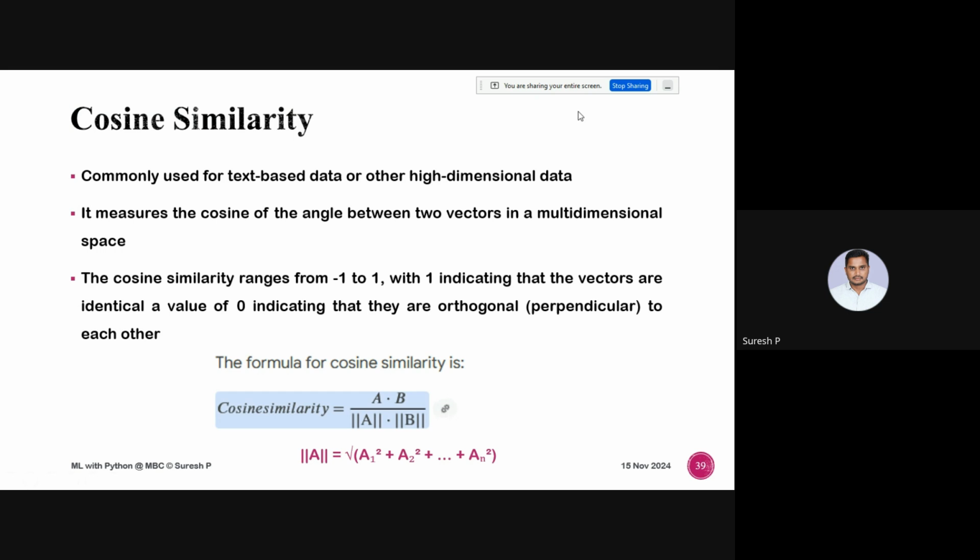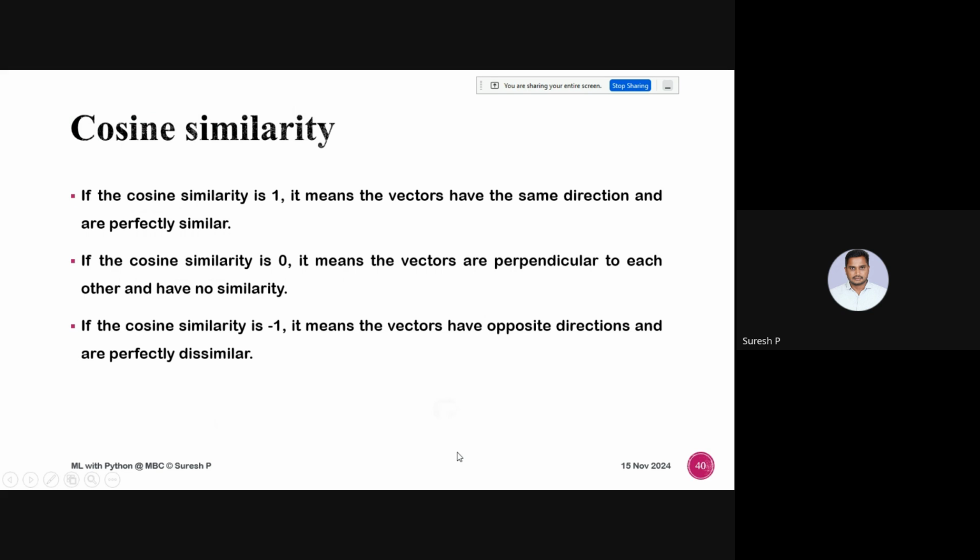The formula for cosine similarity is A dot B divided by modulus A times modulus B. That is the cosine similarity, and the formula is given here: the sum of the products divided by the square root of A1 square plus A2 square and so on, times the square root of the corresponding B terms. So here, this is the observation.